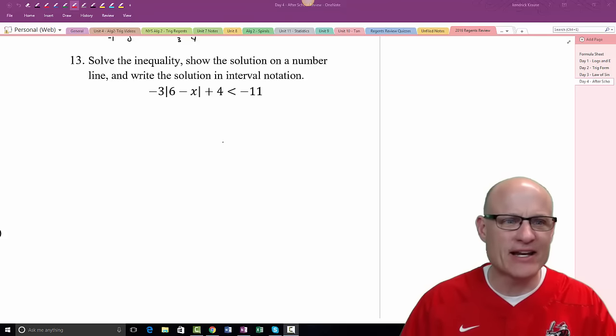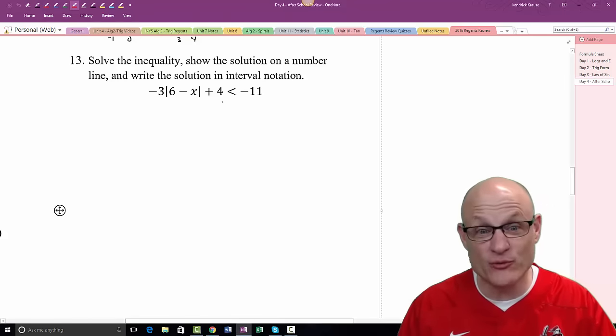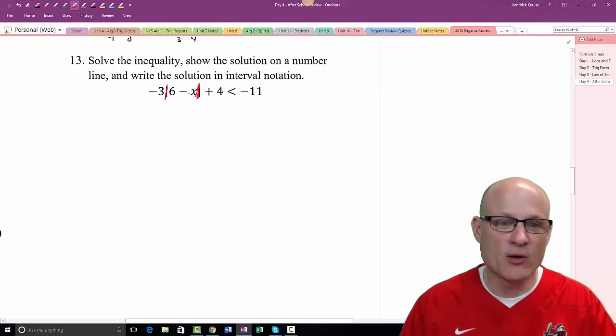All right. I've got an inequality. I have an absolute value inequality. As soon as I see these absolute value bars, the first thing I'm thinking is, man, I've got 2 equations. And we've got to get this weird thing alone. So we're going to get it alone by subtracting 4.